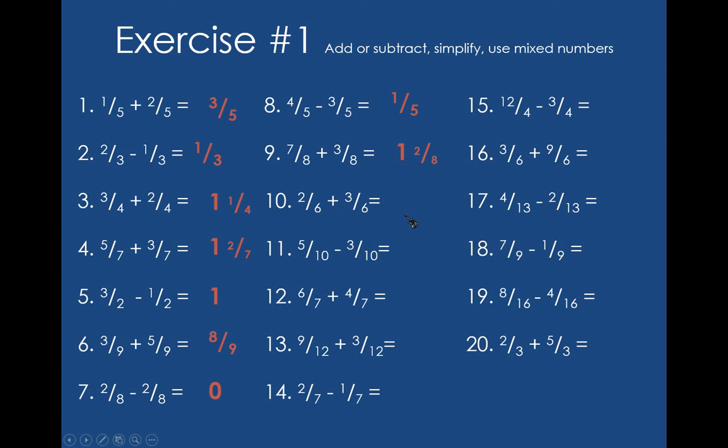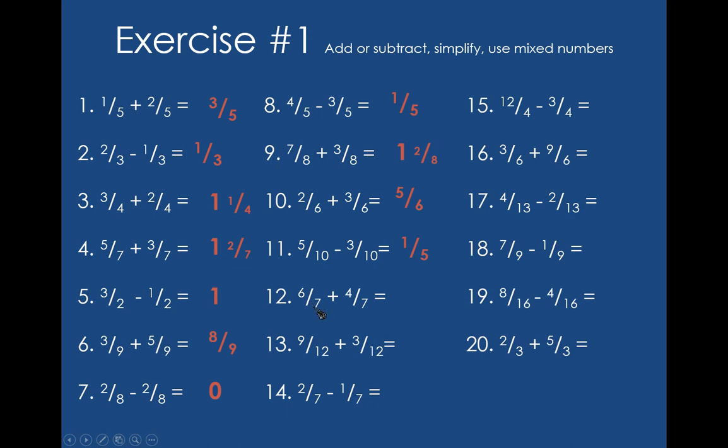Next, 2/6 plus 3/6. Simple lang, which is 5/6. Number 11, 5/10 minus 3/10 is equal to 1/5. Paano nangyari, sir? Ganon, 1/5. 5 minus 3, 2. Copy 10. So, may lowest term ba? Yes. Divide both by 2/2. So, 2 divided by 2, 1. 10 divided by 2, 5.